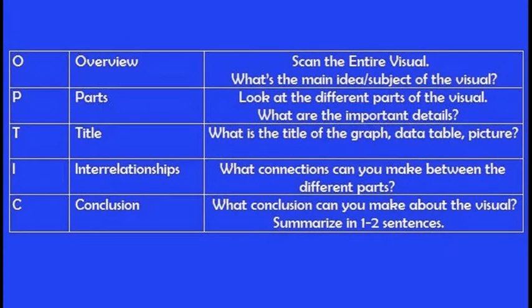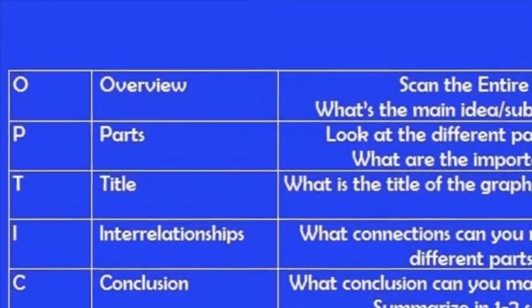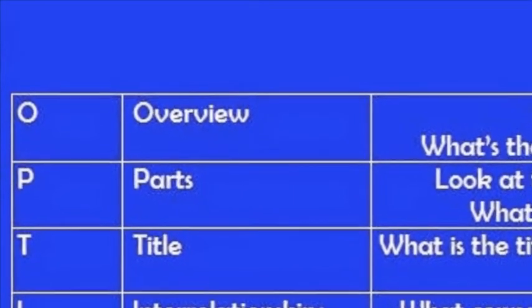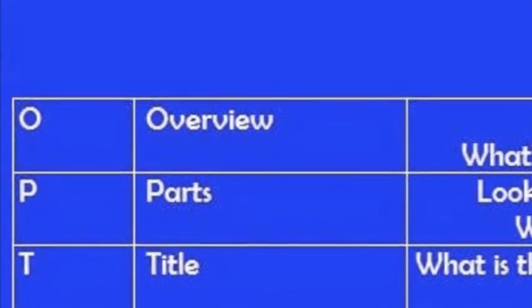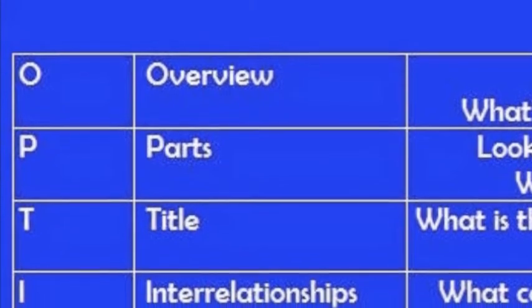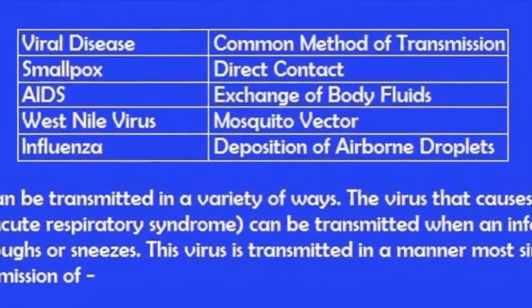I used a technique called OPTIC, which I learned in high school. First, I overview by scanning the entire visual and determining the main idea. I know the main idea of the table is about the transmission of viral diseases. Next, I find the different parts by determining the important details. Some details on the graph are the column labels, viral diseases, and their common methods of transmission.